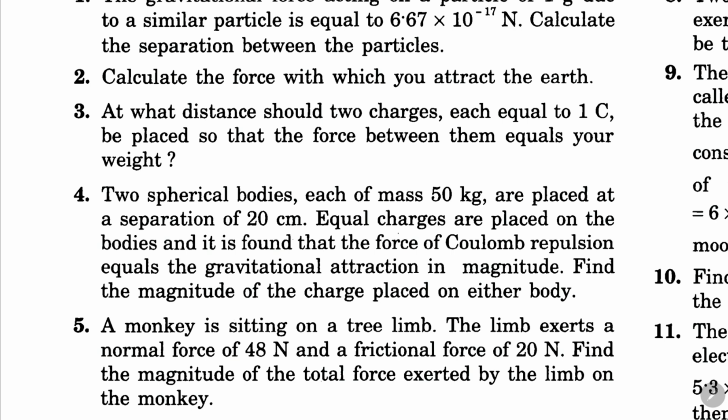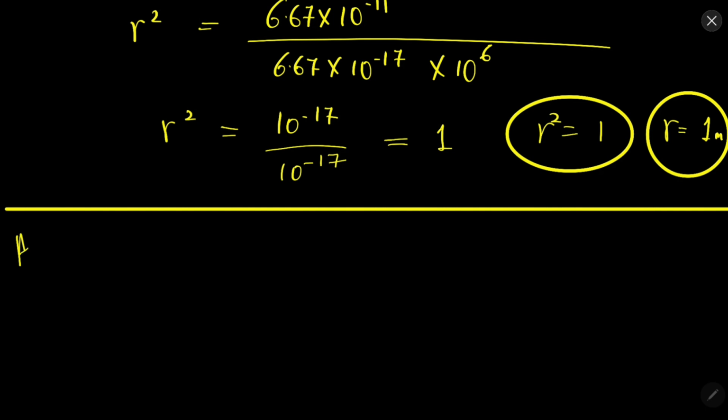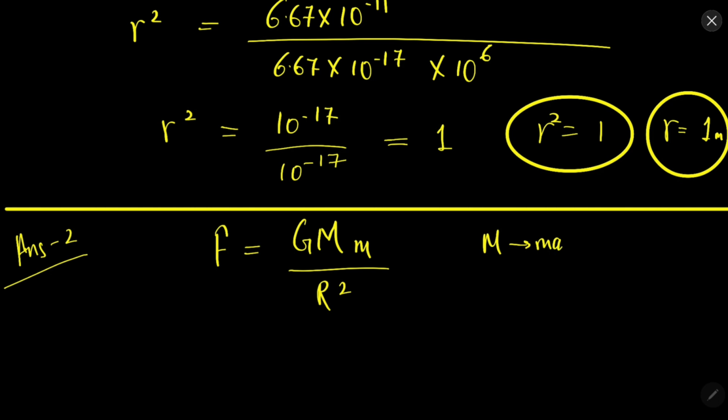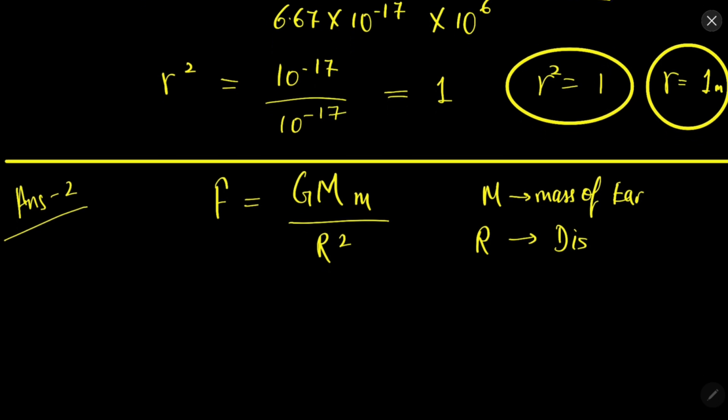Now in the second question we have to calculate the force with which you attract the earth, so the force of gravity between you and the earth. So question number 2: what is the force between the man and the earth? The basic formula is this, where capital M is the mass of earth, and R is the distance between earth and the object.